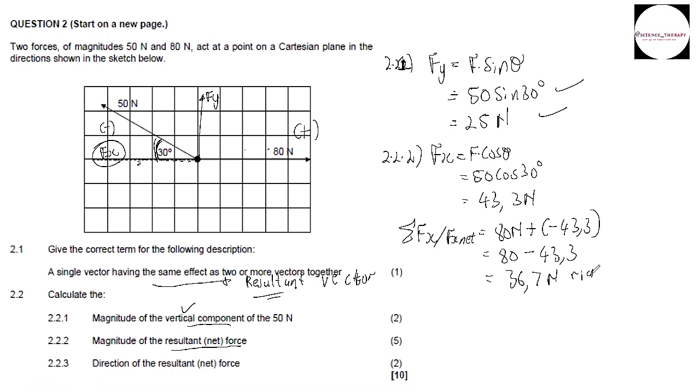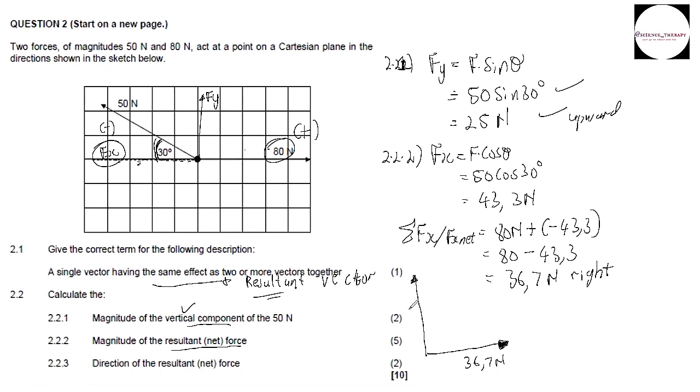To the right, because it came out as a positive. Remember, we always take the direction of the bigger vector, and the bigger vector is going to the right. Therefore, this should go to the right. Now let's draw just a diagram indicating what will happen there. If we use the parallelogram method, we have the 36.7 Newton going there, and then upward, remember this one was going up.